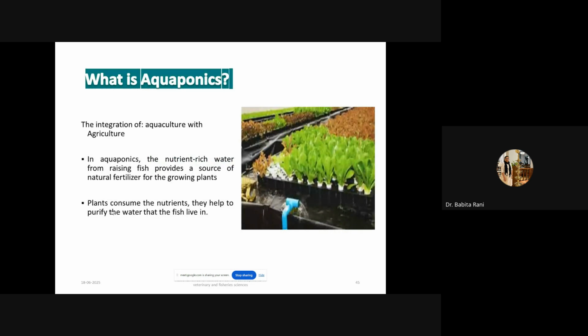Aquaponics is another technology where we integrate aquaculture with agriculture.